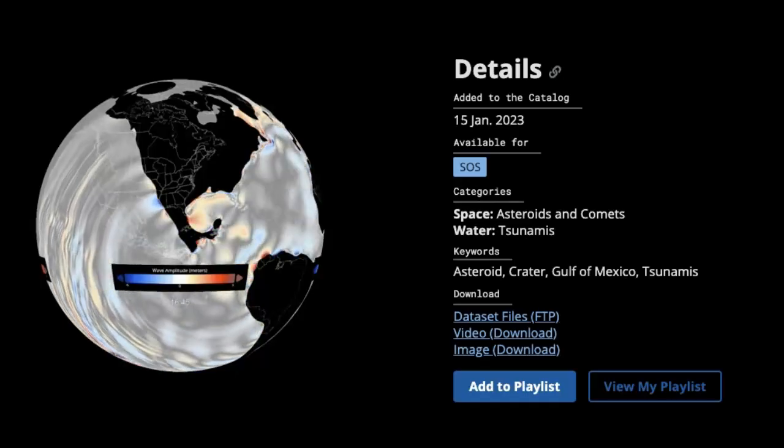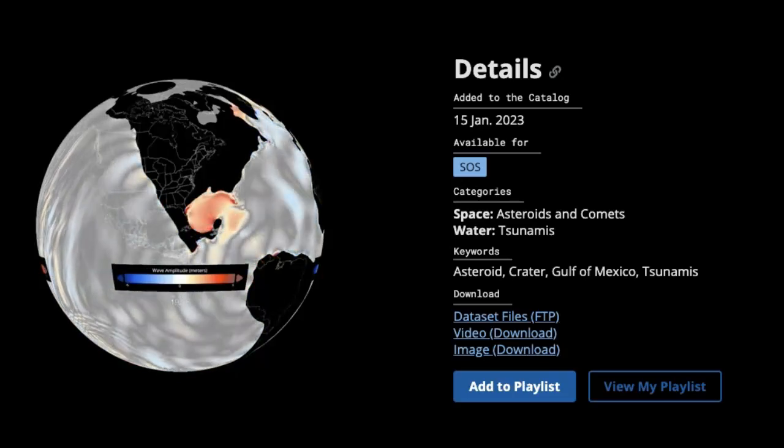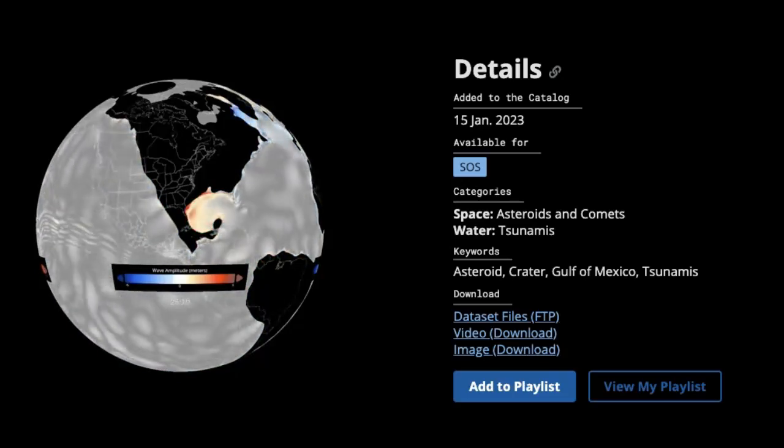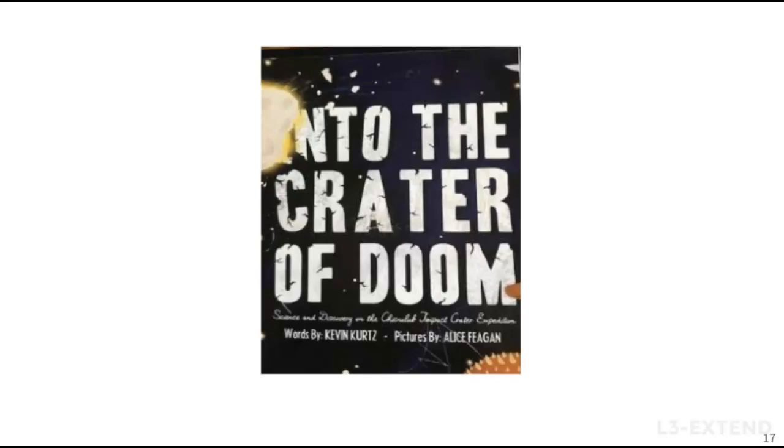For the optional Extend, you can show students the simulation of a tsunami and ask them some questions. You can then have students read Into the Crater of Doom to learn about what else can cause tsunamis to form.